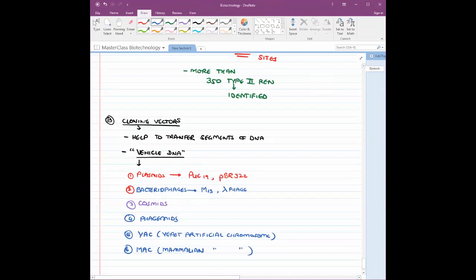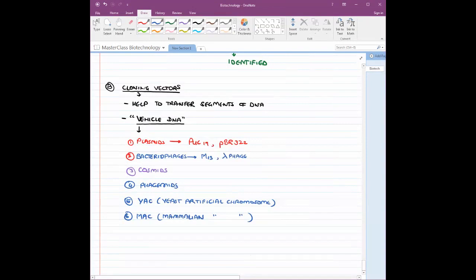So this is for yeast, which is like a fungus, and this is for your mammals. But for your plants, we have the Ti plasmid, the tumor inducing plasmid. This is for plants, obtained from Agrobacterium tumefaciens. And the last one I will give you is baculovirus. This baculovirus is the one we use to infect insects. So the Ti plasmid is used to infect plants, and baculovirus is used to infect insects.